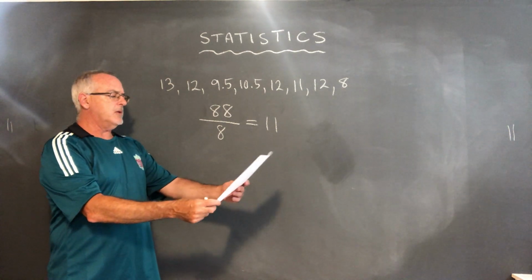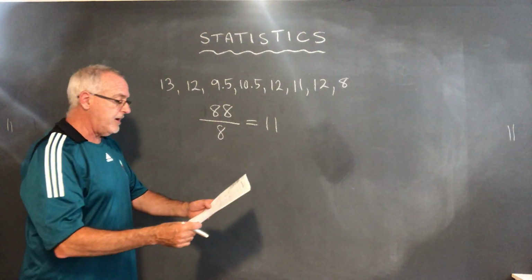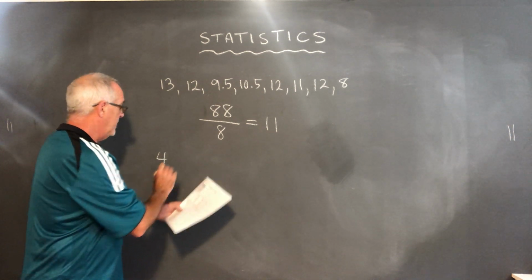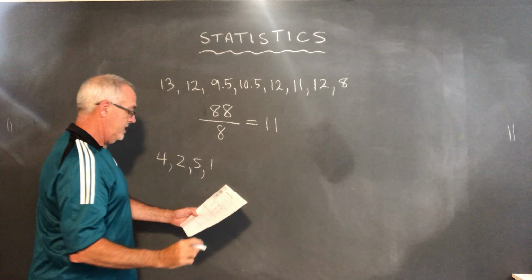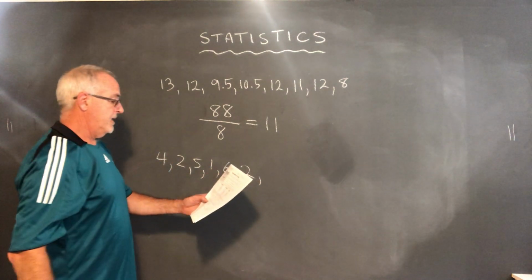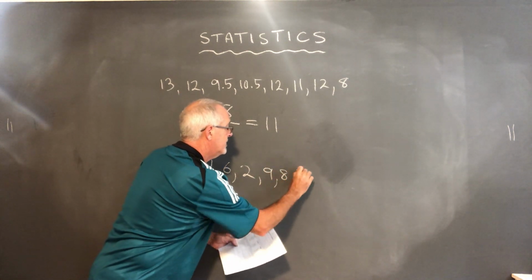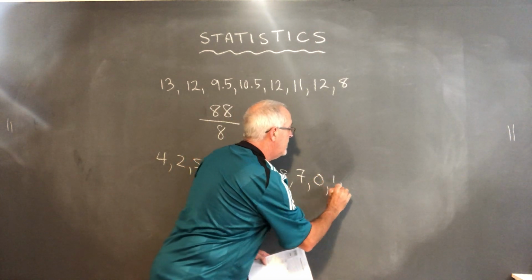Okay, how many swimming pools am I dealing with? There are 12. I'm going to list how many toys are floating around in each of those 12 swimming pools, and I have the numbers 4, 2, 5, 1, 6, another 2, 9, 8, 7, a 0, a 1, and a 2.